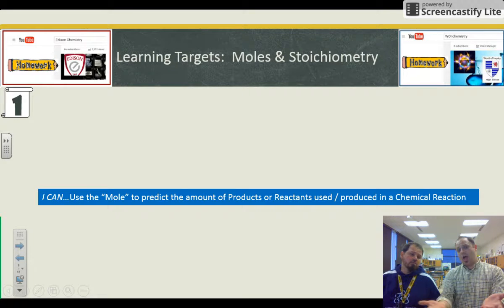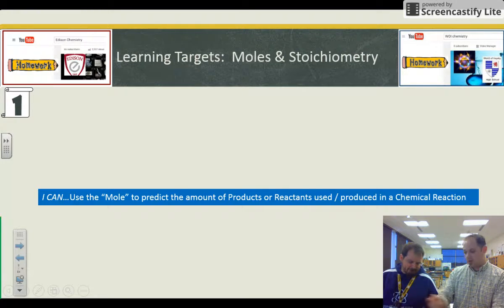So we're going to use that mole just like a cook would use tablespoons, cups, all different measurement techniques and tools to make a recipe. We chemists made it simple. We have one unit of measurement. It's called a mole.